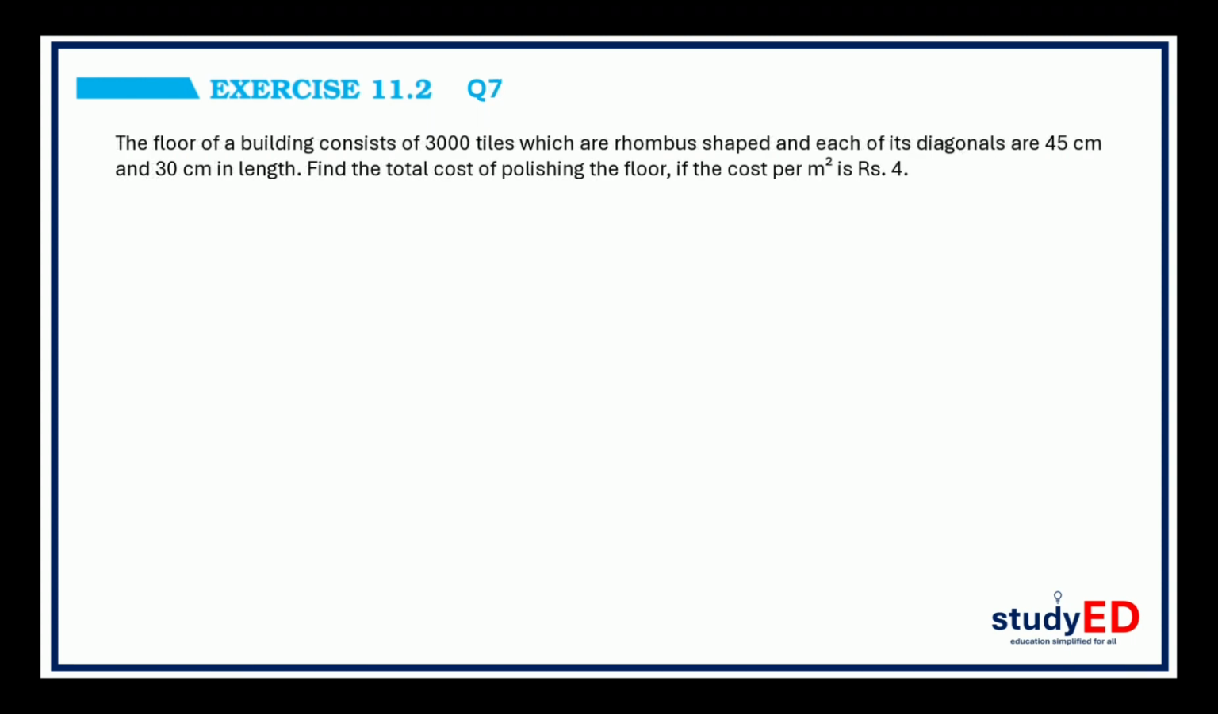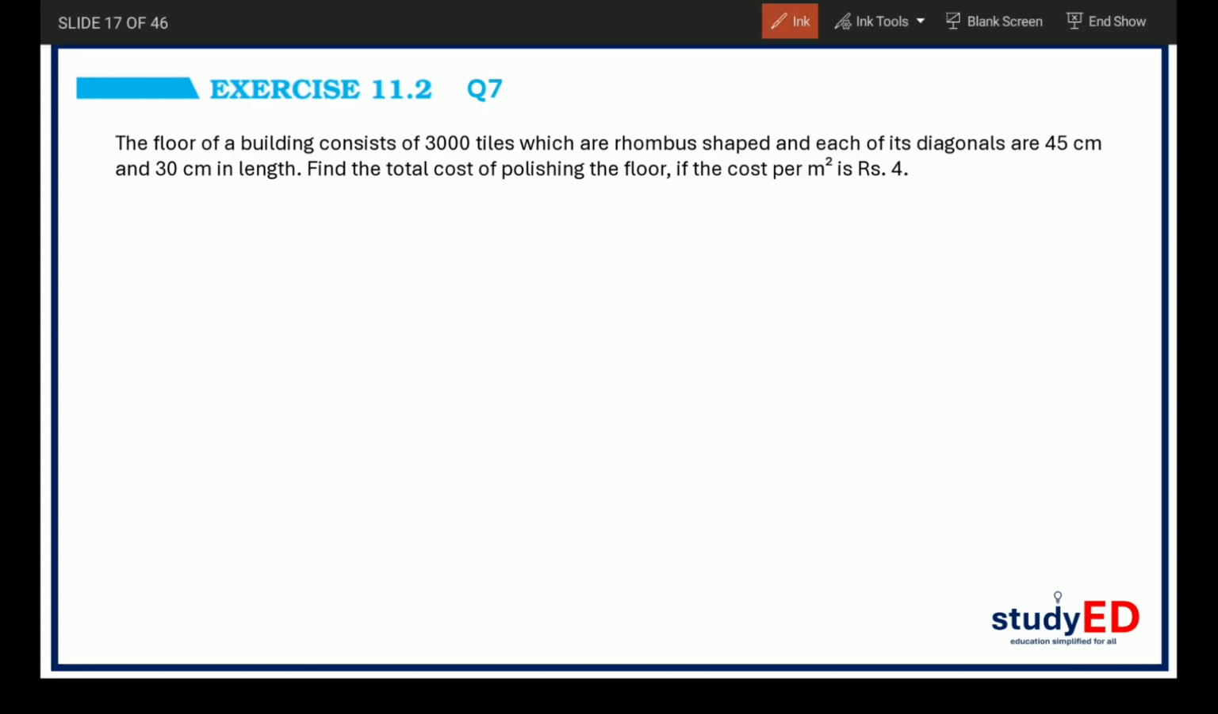The floor of a building consists of 3000 tiles which are rhombus shaped. Each of its diagonals are 45 and 30 centimeters in length. Find the total cost of polishing the floor if the cost per meter square is rupees 4. Okay, now there's a 3000 tile floor building. And the tiles are rhombus shaped and each tile's diagonals are 45 and 30.